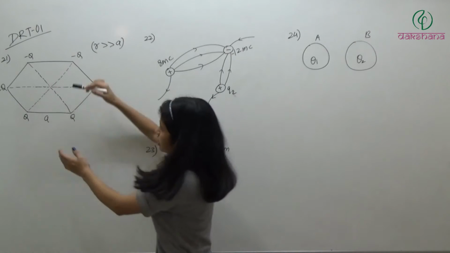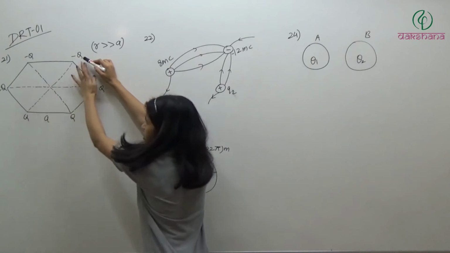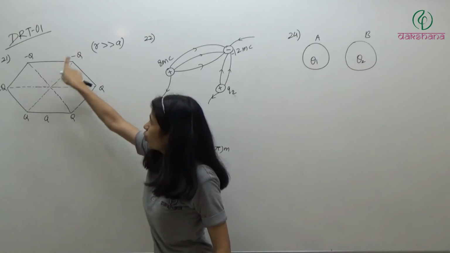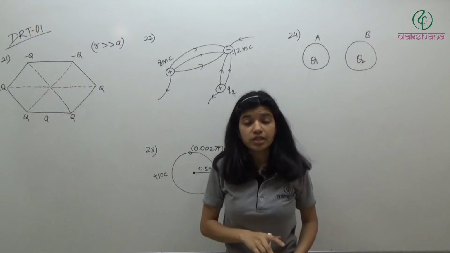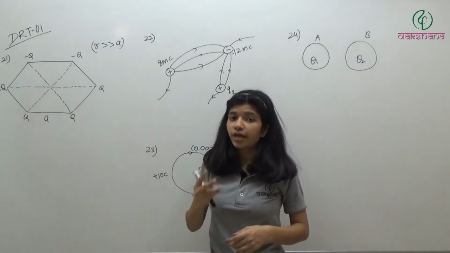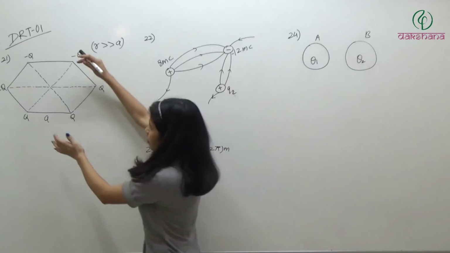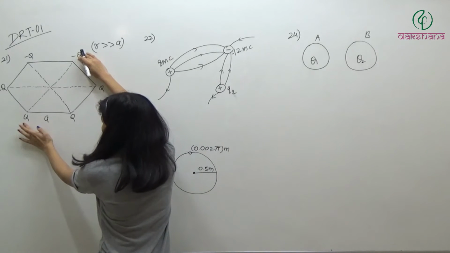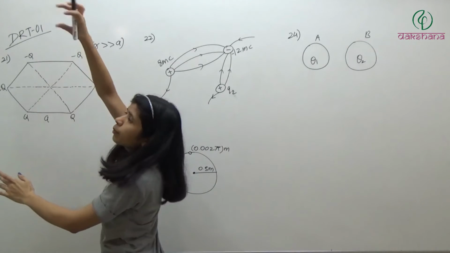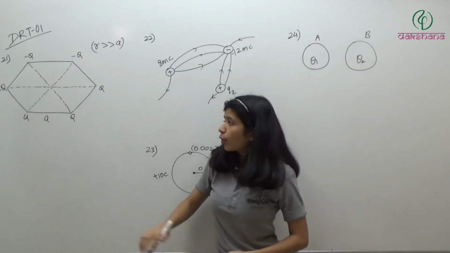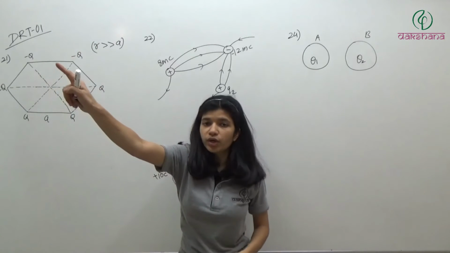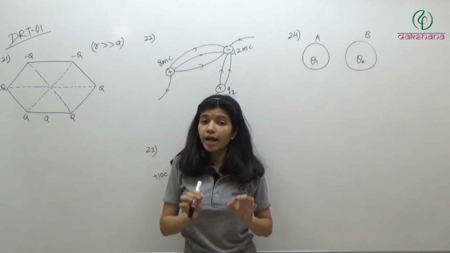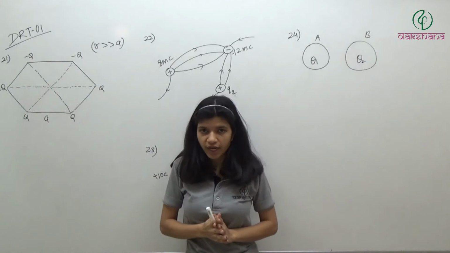Here this length is 2A. So the pairs Q and minus Q, Q and minus Q, Q and minus Q can be considered as dipoles. We have 3 dipoles, and for each dipole the point is at the equatorial position at a distance r, and we can find the field because of that.